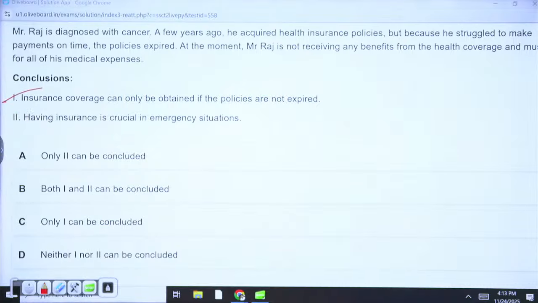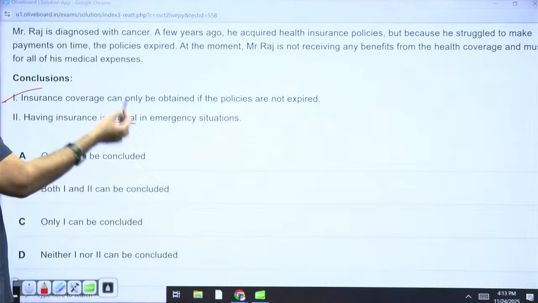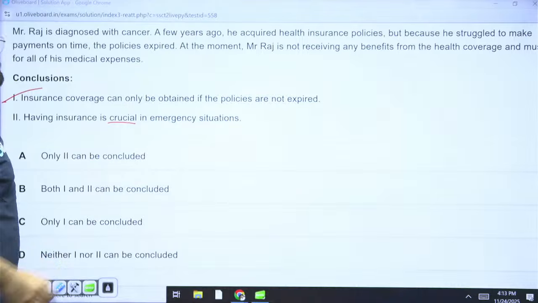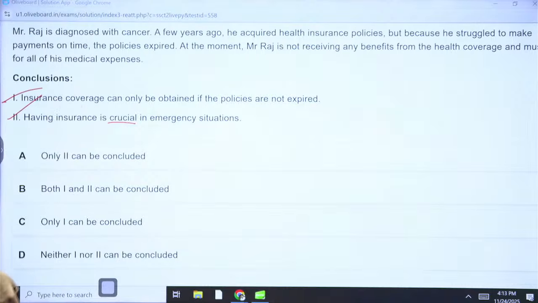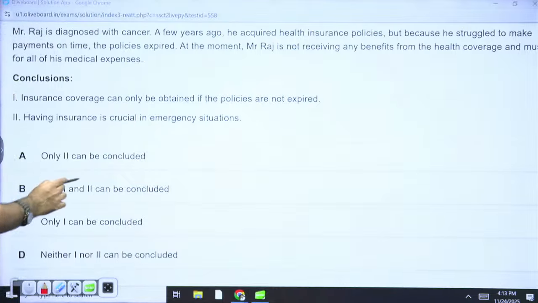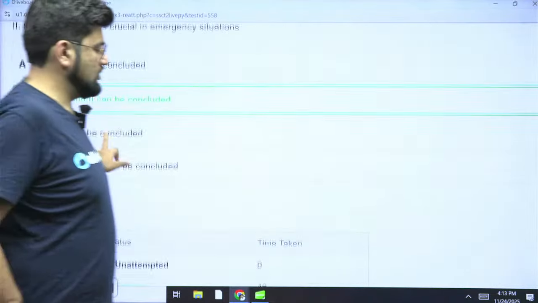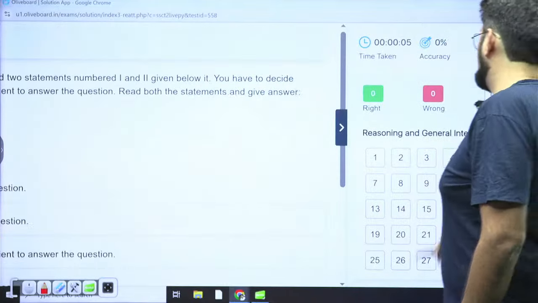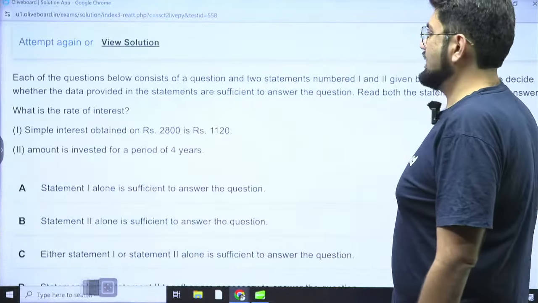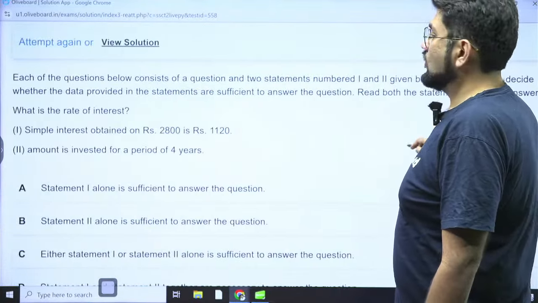And having insurance is crucial in emergency situations. Absolutely right, because now he's suffering from cancer. Despite that, he has to pay for his medical expenses, which might be quite huge. So option B should be the correct answer. Both can be concluded. Option B, 40 seconds. 40 seconds is decent for this because critical reasoning might take time for you to read, analyze and then answer. Okay, data sufficiency.